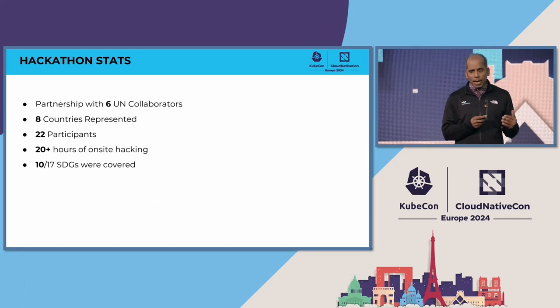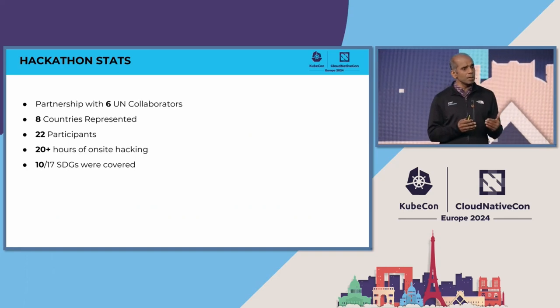So at the hackathon, we had a partnership with six UN collaborators. We had participants from 8 different countries, 22 participants overall. We did about 20 plus hours of hacking. And out of the 17 SDGs, 10 SDGs were covered as part of the hacking challenge.